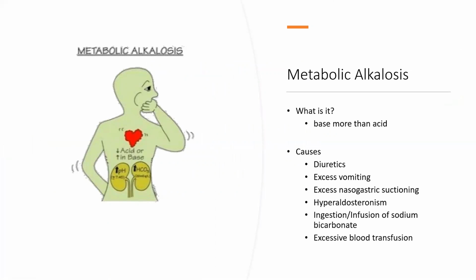The last disorder I have for you here is metabolic alkalosis. And again, this is because we have too much base or too much bicarb hanging out and we don't have enough acid. Reasons for this may include diuretics, excess vomiting, nasogastric suctioning, a disorder called hyperaldosteronism, infusion of sodium bicarb because we have too much bicarb, or this can also happen due to excess blood transfusions.